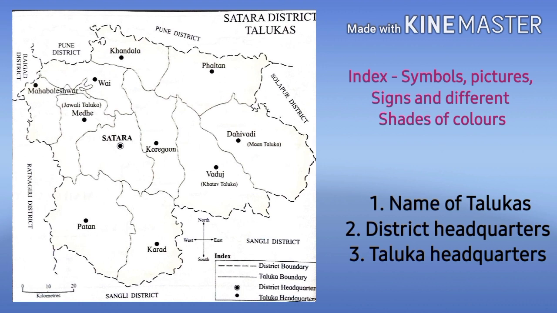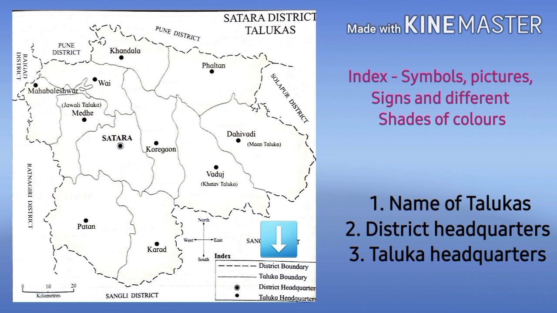Now, let's see this map. This is on page number 25 of your textbook, and I have the Satara district map here. I will tell you how to understand the map. Now see, at the bottom right there is an index. This index helps us get the information in the maps. This information is given in the form of symbols, pictures, signs and different shades of colors. This list is called an index. Index is very important to understand the map.